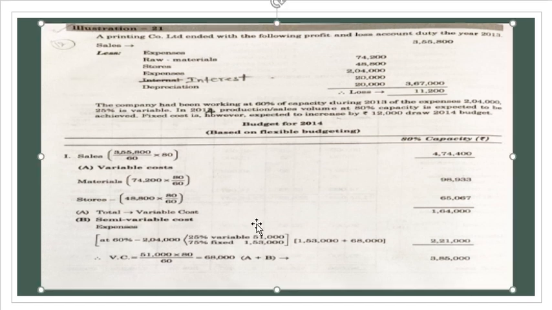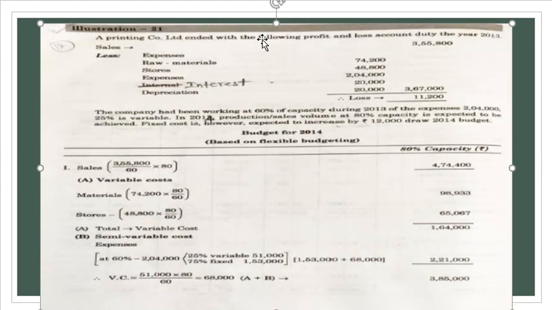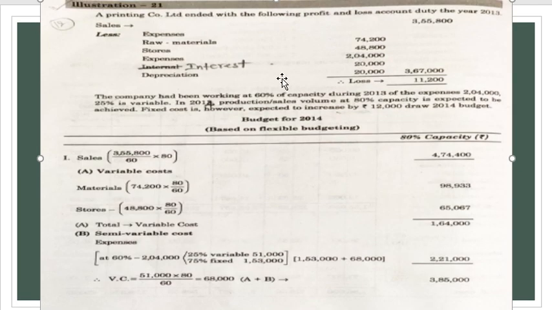Then we have expenses, which is 2,04,000. Then we have interest, which is 20,000, and depreciation, which is 20,000. So the total expenses is 3,67,000. The sales we have made is 3,55,800. If you subtract the expenses of 3,67,000, we are getting a loss. They have stated that the company had been working at 60% capacity, so this sales and loss calculation is for 60% capacity during 2013.